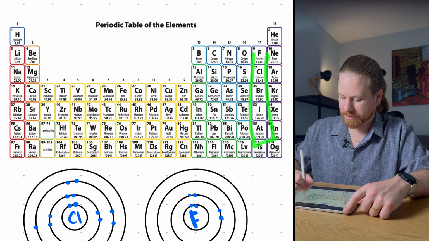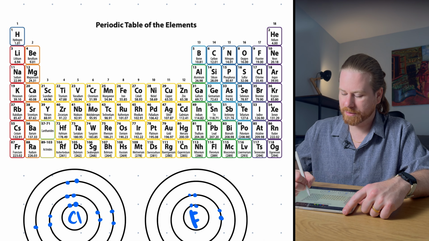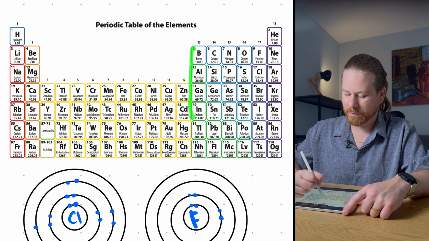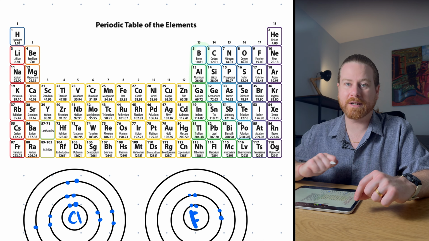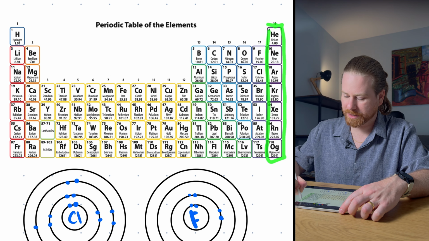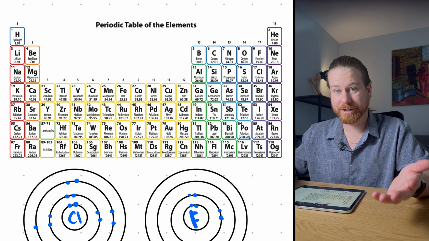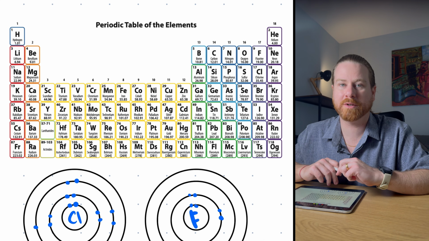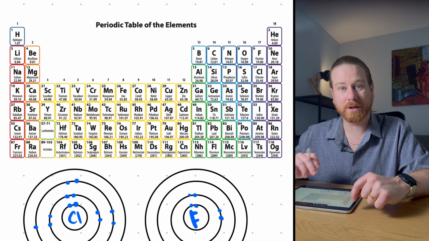So all of these have 7 electrons. Everything in group 6 has 6 electrons in the outer shell. Everything in group 3 has 3 electrons in the outer shell. And then the noble gases, as we'll see in a future video, have a full outer shell. Because they have a full outer shell, they are unreactive, and this is the electronic configuration all the elements are trying to get.